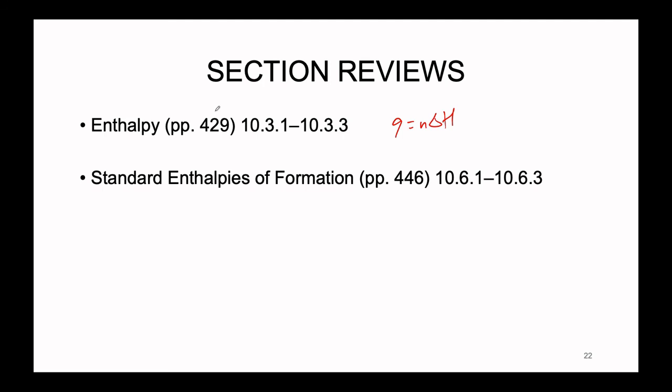The second set of problems correspond to our standard enthalpies of formation. So these are going to be our delta H of reaction is equal to the sum of N delta HF product minus sum of N delta HF reactant. So if you'd like some more practice with our second set of enthalpy problems, you can turn your text to page 446. We have 3 additional problems that I would recommend there.